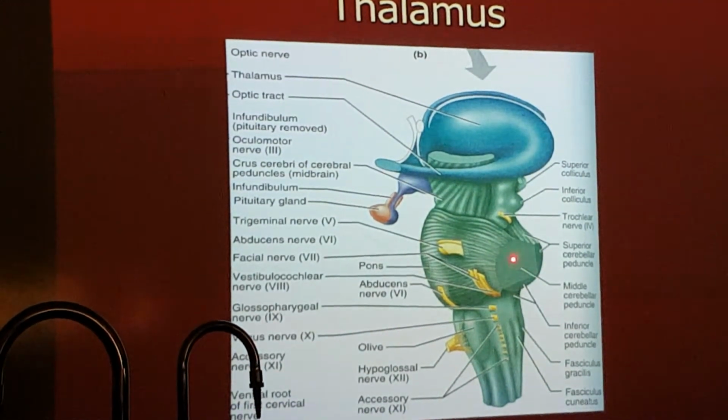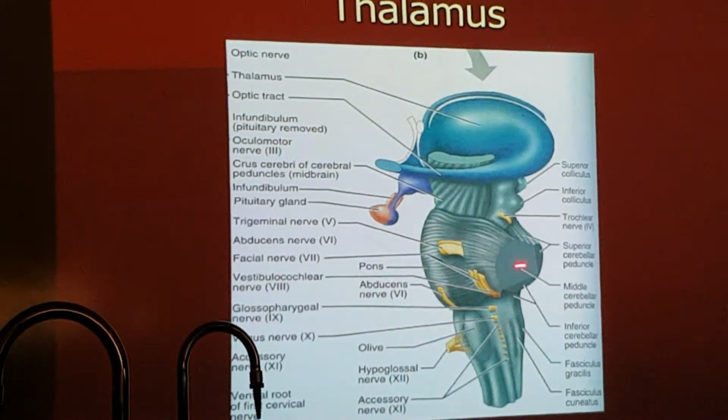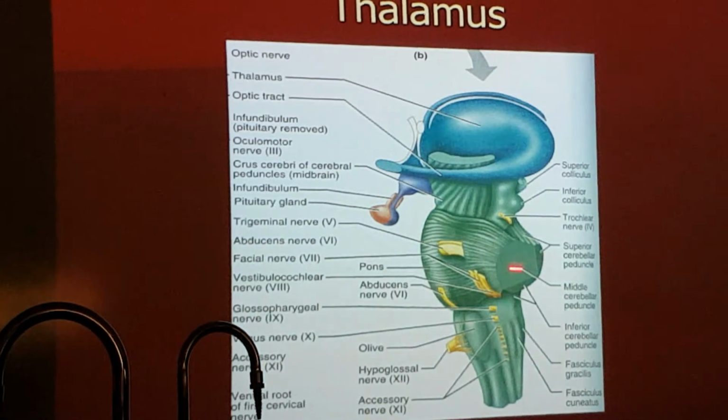And here we see these cerebellar peduncles that connect the pons to this cerebellum, cerebellar peduncles. And thalamus.